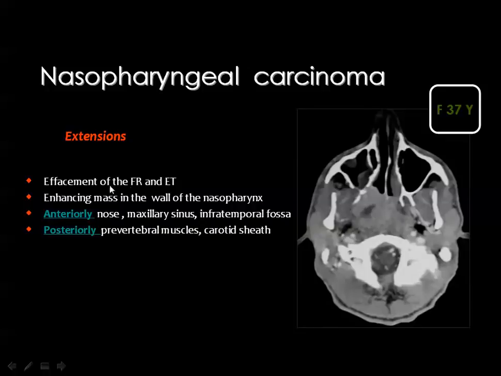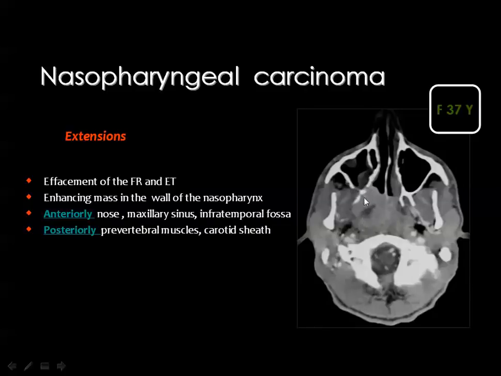You see effacement of the fossa of Rosenmuller and the Eustachian tube, which is an evident feature. Then, anteriorly, the tumor will extend like this. It will extend into the posterior nares, and may invade also the nose. And anteriorly, you can see the pterygoid blades. It has destroyed the medial pterygoid blade as well as the apex of the maxillary antrum.